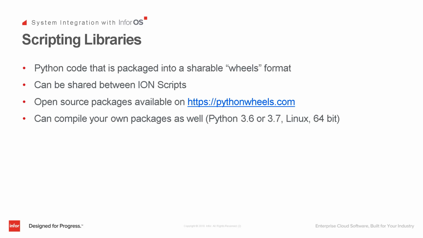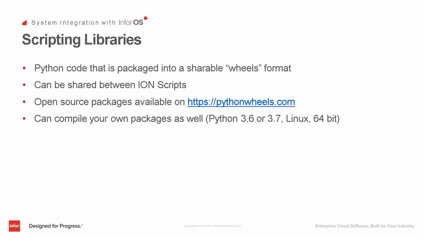Just make sure, again, that you're using Python 3.6 to 3.7. That's what ION supports right now. And that you're compiling on a Linux 64-bit platform. Now, all this information is accurate at the time of this video recording, but as we've said in other videos, please keep up to date on our release notes and announcements. We may be supporting other requirements as well.